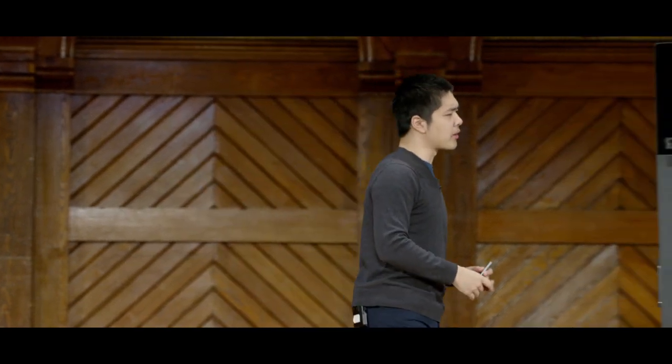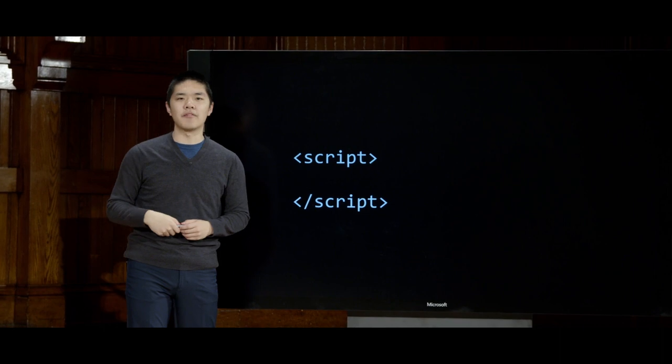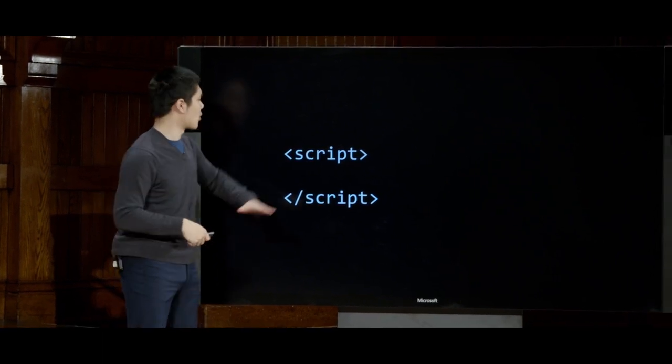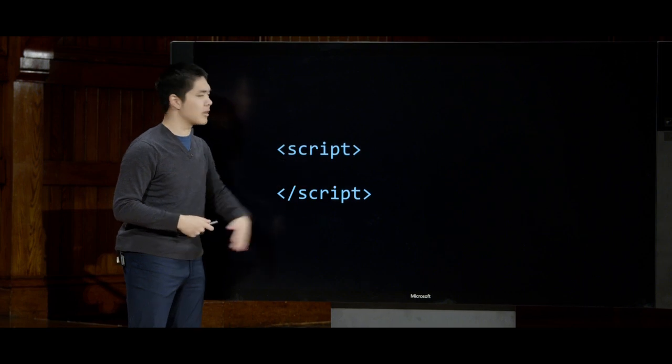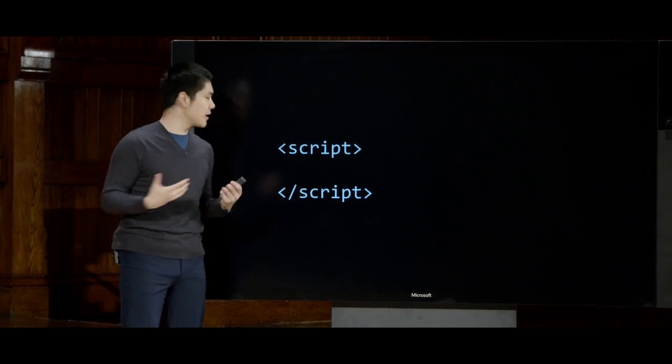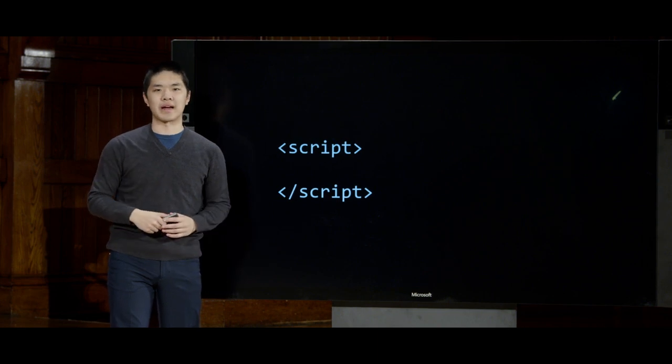And in order to add JavaScript to a web page, it's as simple as including some script tags that are often located inside of the HTML page itself. When we use these script tags, we're telling the browser that anything in between these script tags should be interpreted, in this case, as JavaScript code that the web browser is then going to execute.